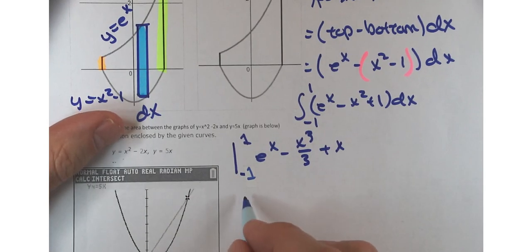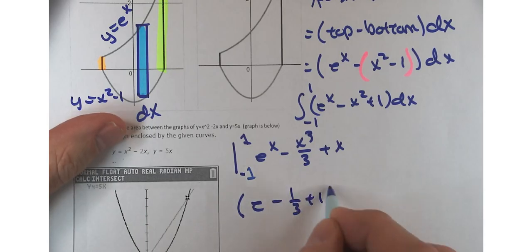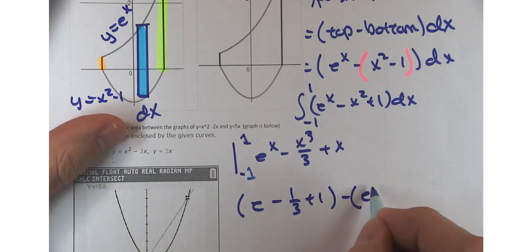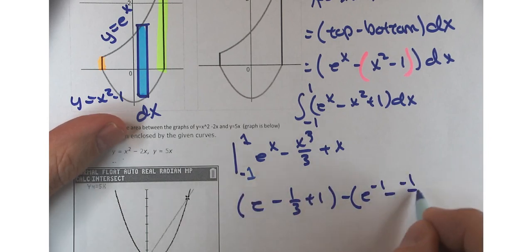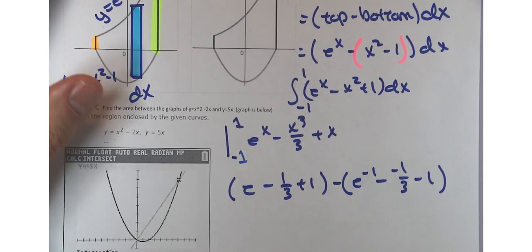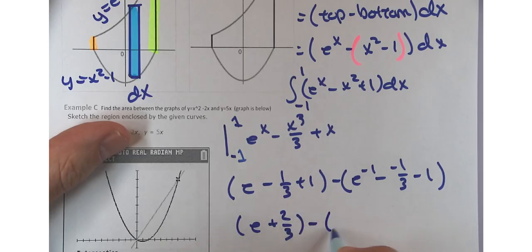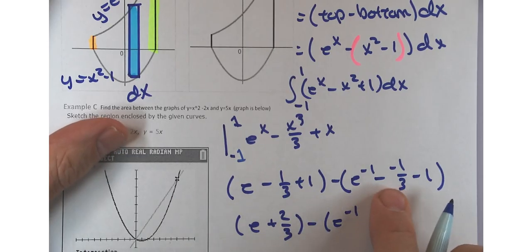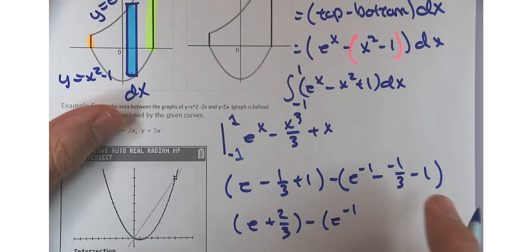So let's see. At 1, I'll get e to the first power minus 1/3 plus 1 minus e to the negative first power minus negative 1/3 minus 1. So let's try and be careful with some of the arithmetic here. E plus 2/3 minus e to the negative first. These two are going to cancel each other out. So I'll have a plus 1/3, and then a minus 1 is going to give me a minus 2/3.